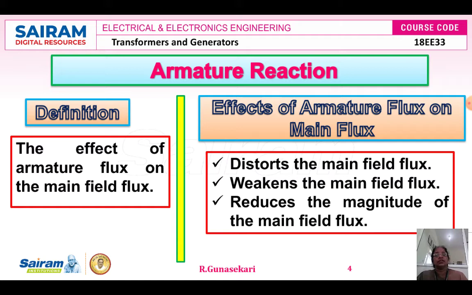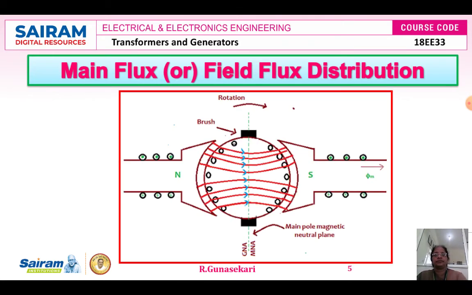First one is distort the main field flux. That means the armature flux distorts the main field flux. The second one is the armature flux weakens the main field flux. The third one is the armature flux is used to reduce the magnitude of the main field flux. These are the effects of the armature reaction, or effects of the armature flux on the main flux or field flux.